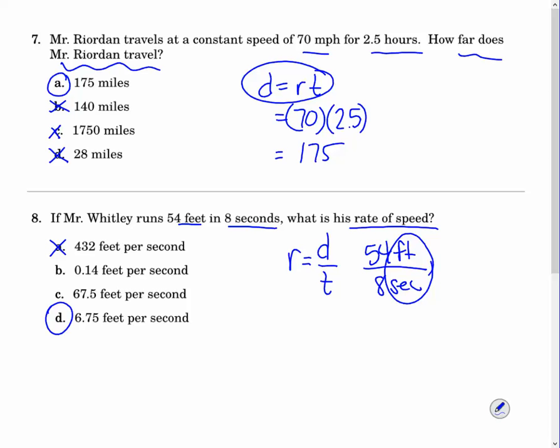So this should be like a turtle. And choice C, again, that's like astronomical. So a little common sense will get you a long way on these questions, but to find speed, you take your distance and divide it by time. All right, so I'm going to move on to question 9 here.